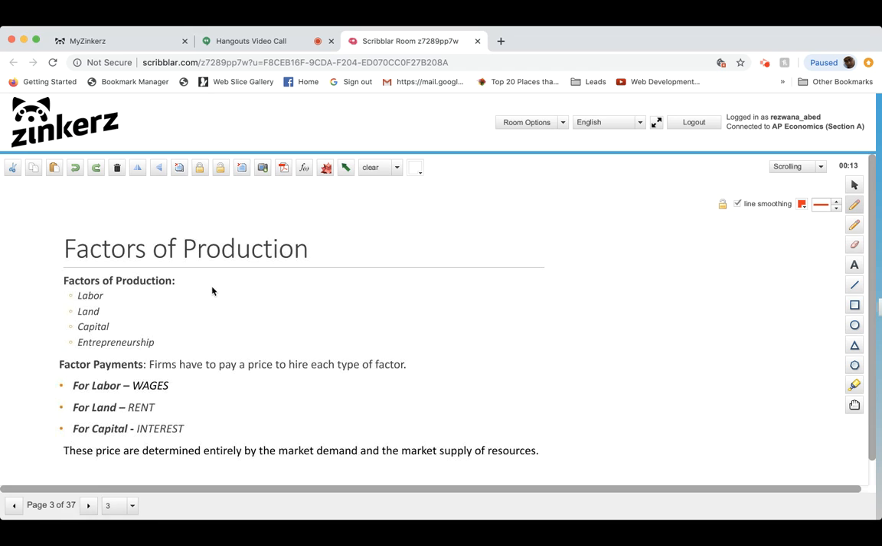Basically just at the beginning when we saw the circular flow model. So these are the factors of production: labor, land, capital, and entrepreneurship. These are the four broad categories that we talk about in economics, and all of these things are used to produce products.